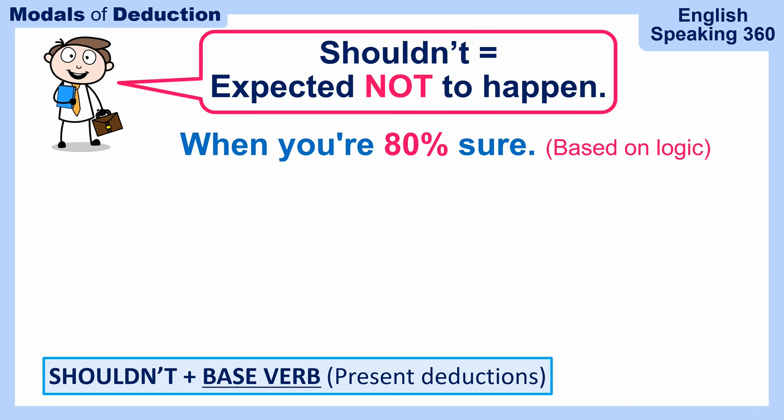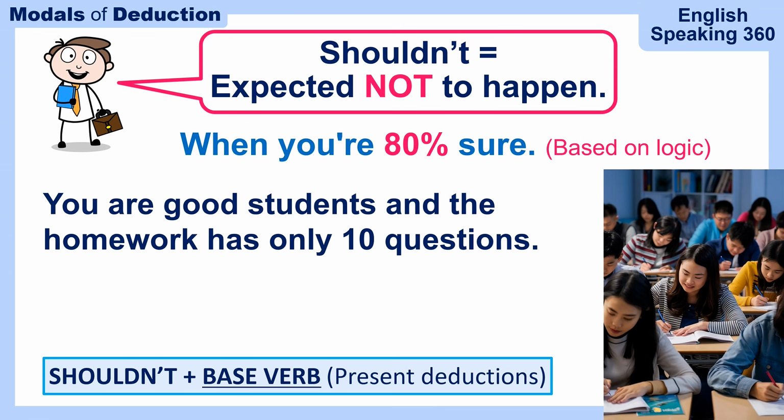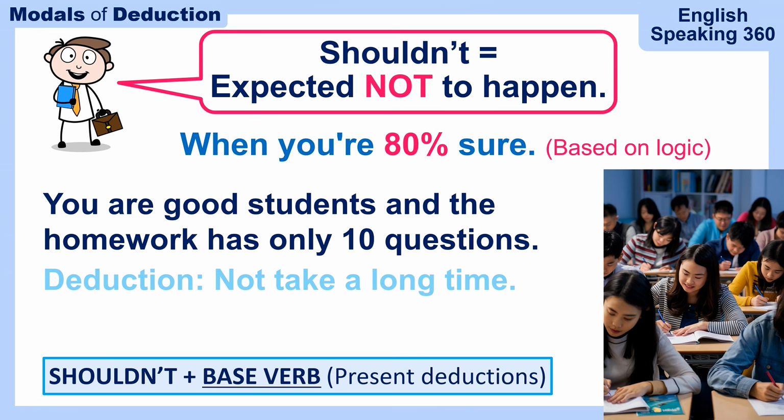One more example. You are good students and the homework has only 10 questions. So imagine a teacher is talking to his students and he's telling them that they are very good students and the homework is only 10 questions long. So what is the deduction?